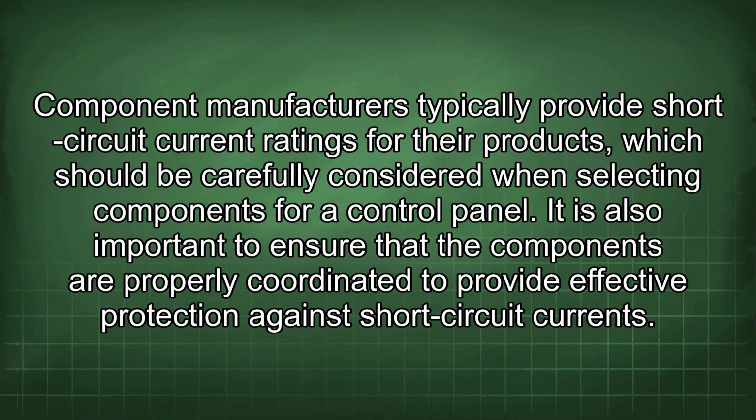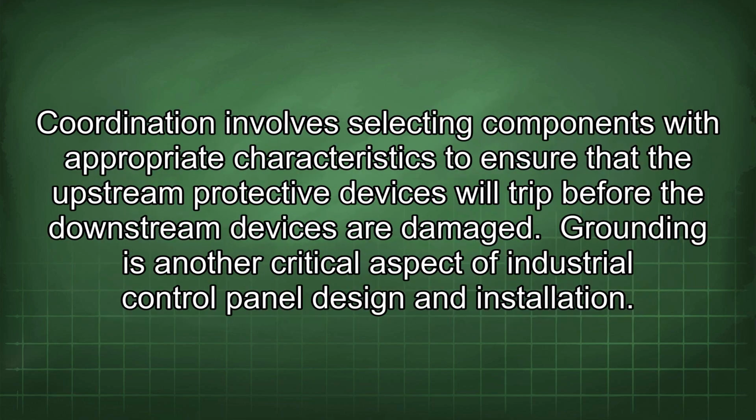Component manufacturers typically provide short-circuit current ratings for their products, which should be carefully considered when selecting components for a control panel. It is also important to ensure that the components are properly coordinated to provide effective protection against short-circuit current. Coordination involves selecting components with appropriate characteristics to ensure that the upstream protective devices will trip before the downstream devices are damaged.